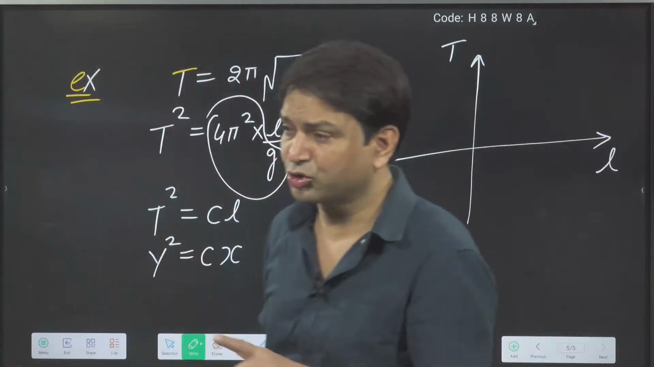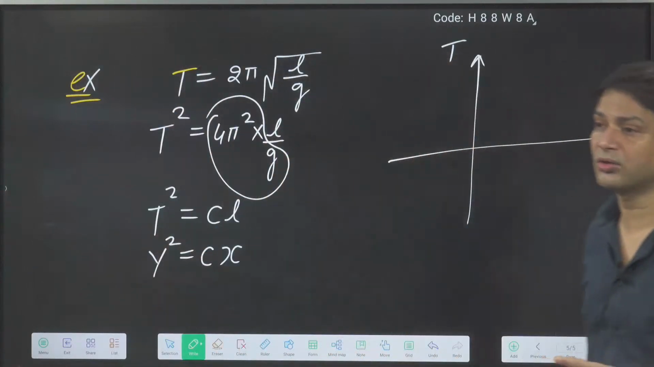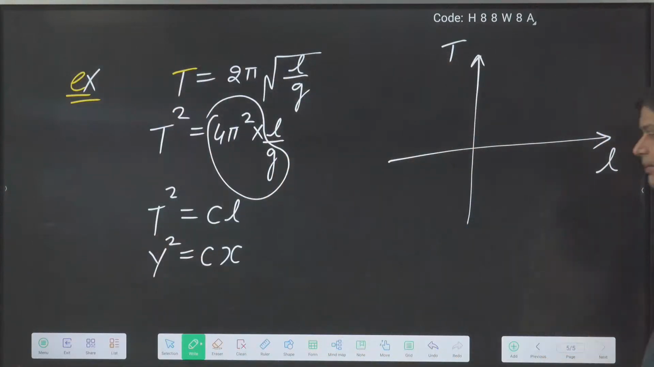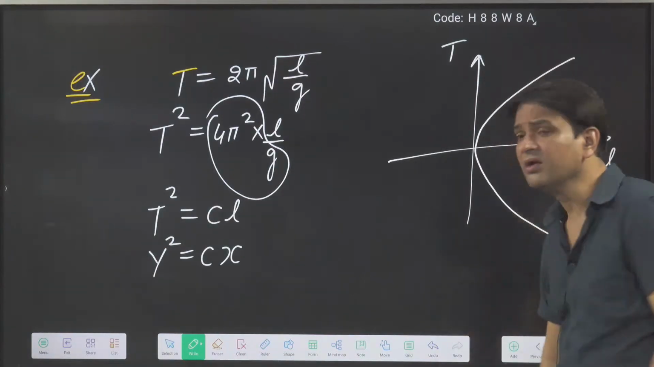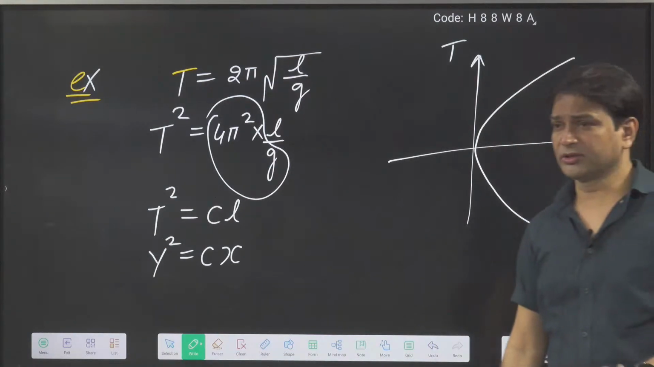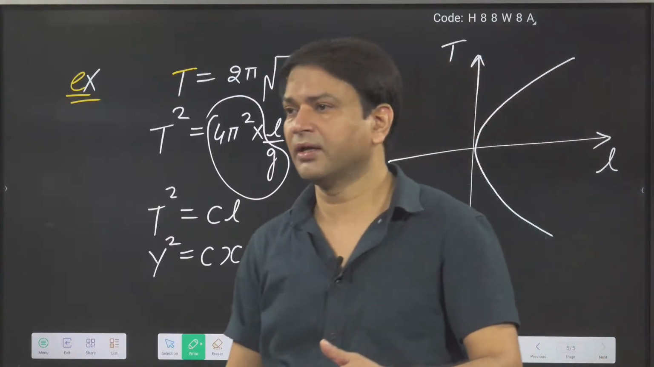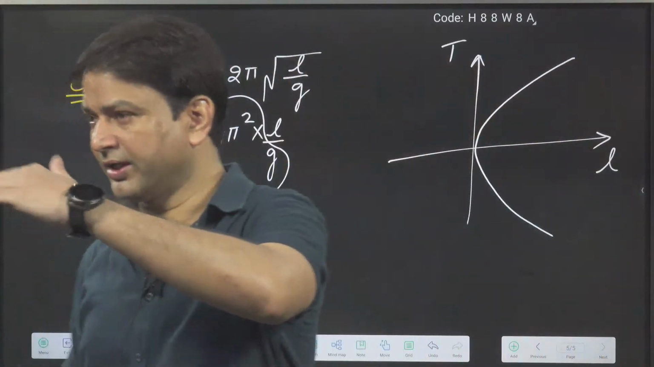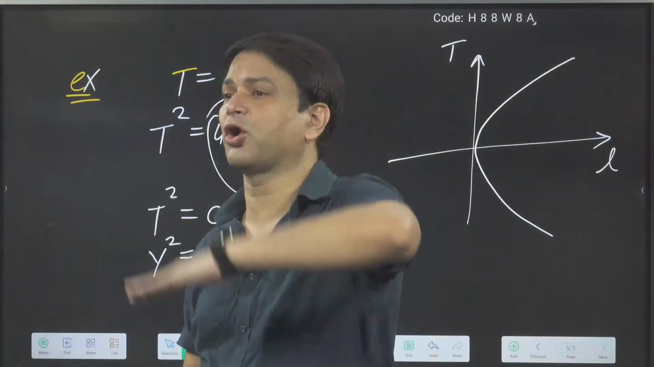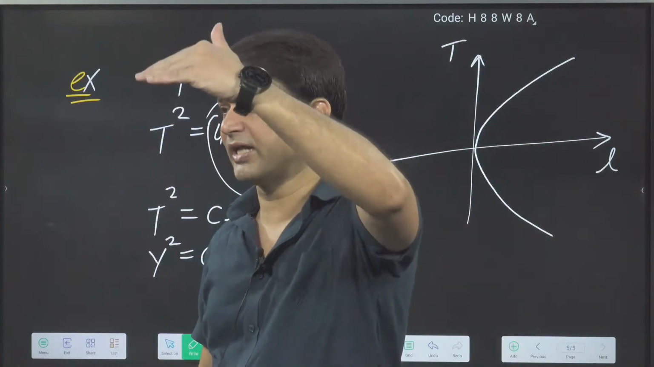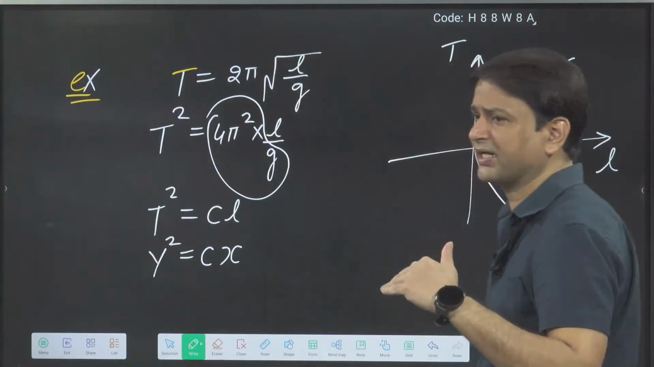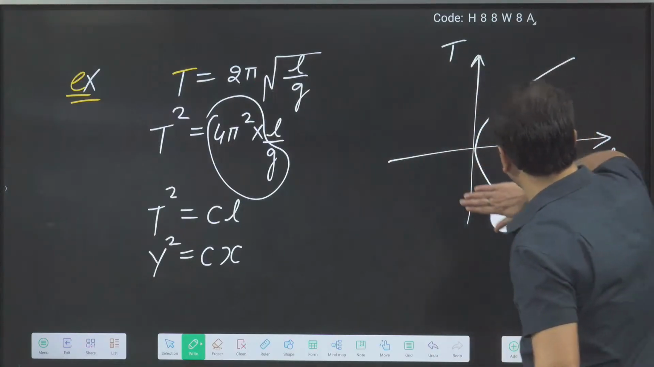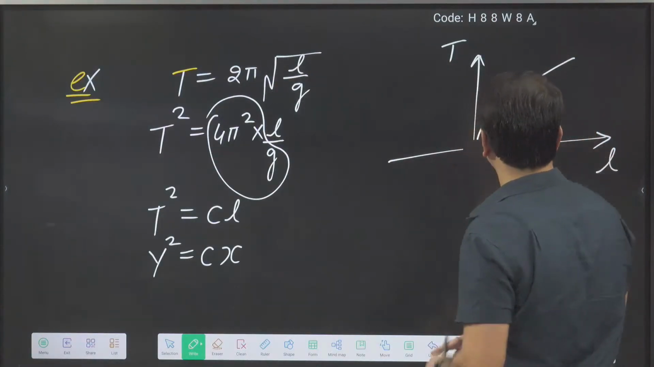And y square is there, so it is symmetric about x. Y square means symmetric about x. Symmetric about x, then how will I make it? Like this. Up to this everybody got. But again the same thing. Below the origin, here time period I am plotting on y-axis. Above the origin, time period is positive. Below the origin, time period is negative. And time period cannot be negative. That's why the negative part of the graph we will eliminate.